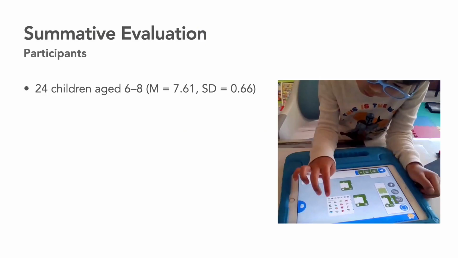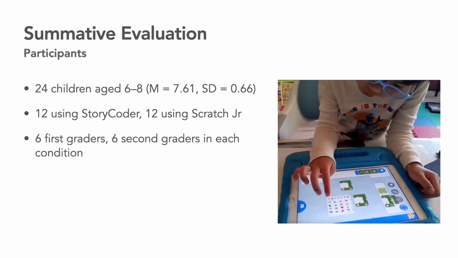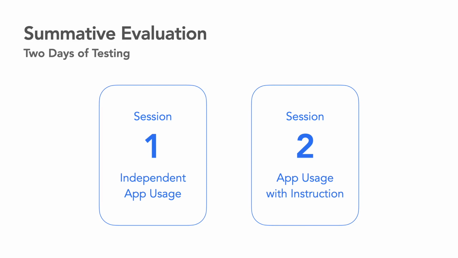We conducted a between subjects evaluation of this system with 24 children aged 6 to 8. Half of these children used the Visual StoryCoder system, and half used Scratch Junior, a leading block-based programming app. We ran 6 first graders and 6 second graders in each condition, and none of the children had any prior instruction in computer science. Each child participated in 2 60-minute sessions over Zoom on 2 consecutive days.